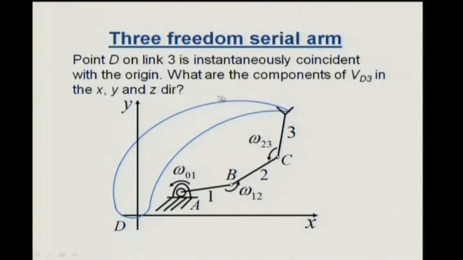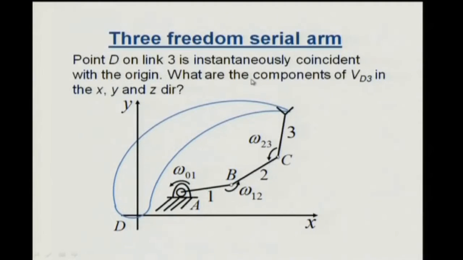So if I take this point D on the end effector, so I extend the end effector, we have been doing this for a while, and then we take this point D on the link, which is instantaneously coincident with the origin, and we ask what are the components of the velocity of D on link 3 in x, y, and z direction. Okay, so we ask a simple question.